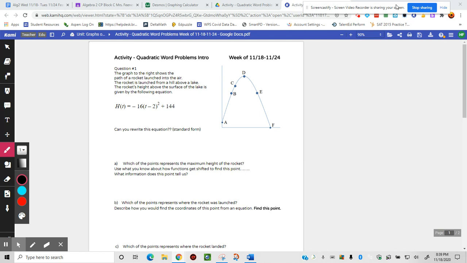Okay, so we're going to start with these, and we have this graph here. The graph at the right shows the path of a rocket that's launched into the air. It's launched from a hill above a lake, and the rocket's height above the surface of the lake is given by the following equation. So you could probably make some pretty good guesses about what's going on, where t is going to be time, and h of t is going to be my height of the rocket.